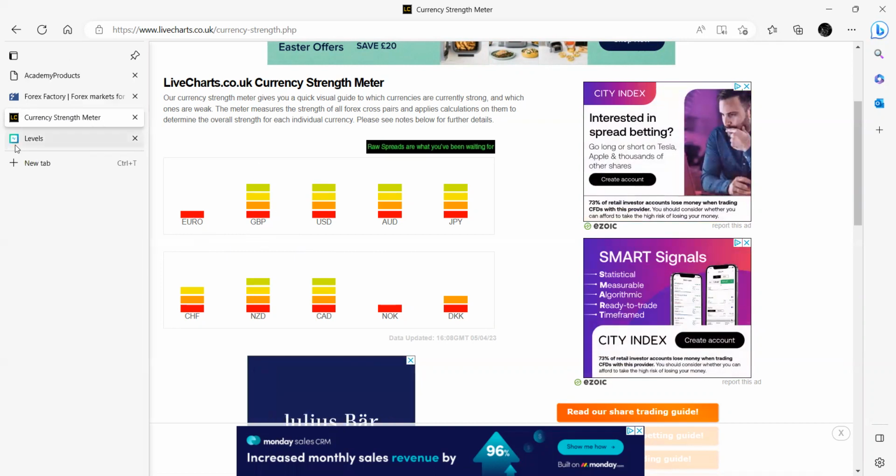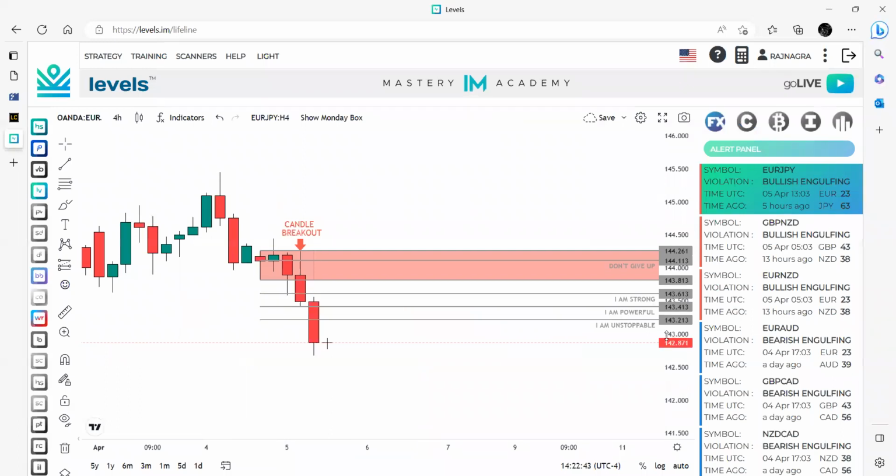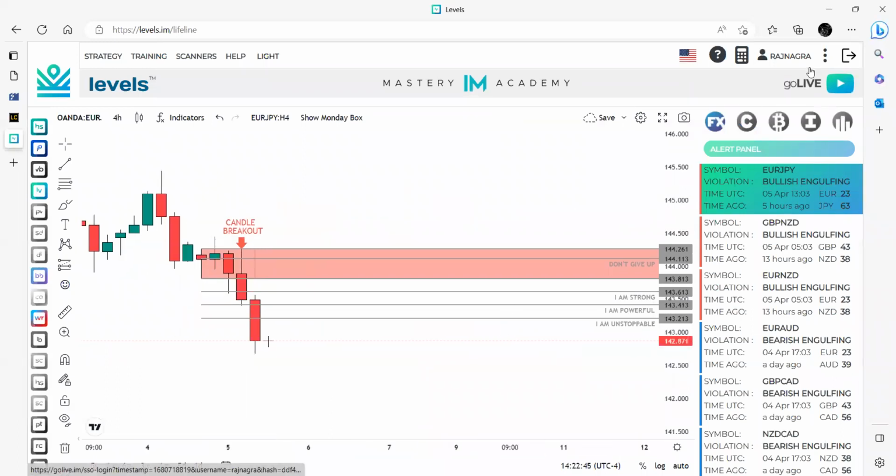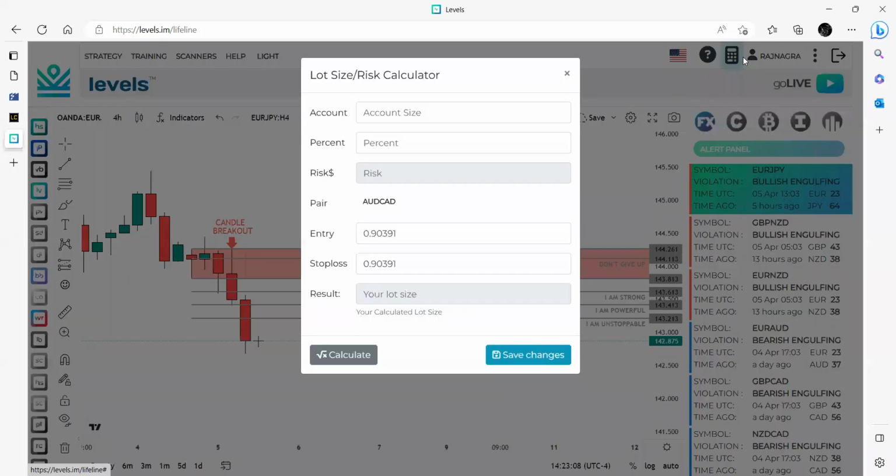So with the levels strategy, before we get into the indicators, I'm going to show you guys two things. Number one, if you click on settings here, you can literally subscribe to emails. So if you click here, you will see emails, and you need to subscribe to every 30 minutes. So every 30 minutes, you're going to be getting an email regarding a potential trade idea. As well as that, you've got a calculator as well, a lot size, or what we call a risk calculator.